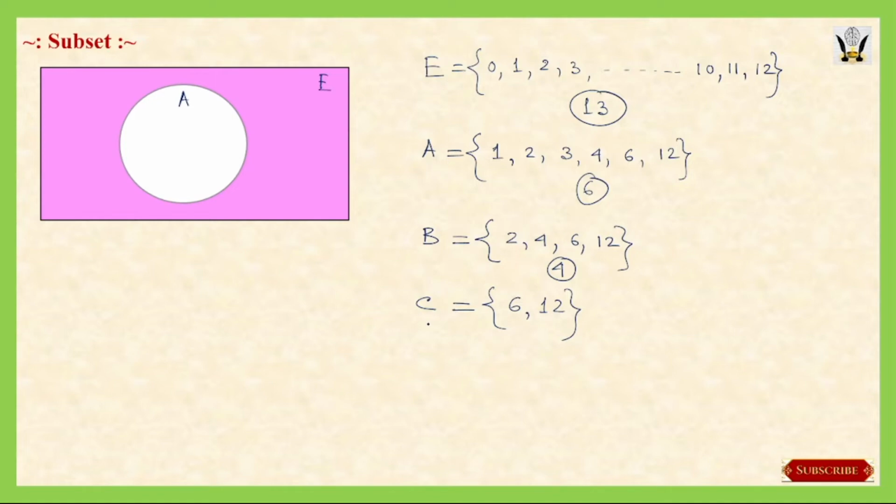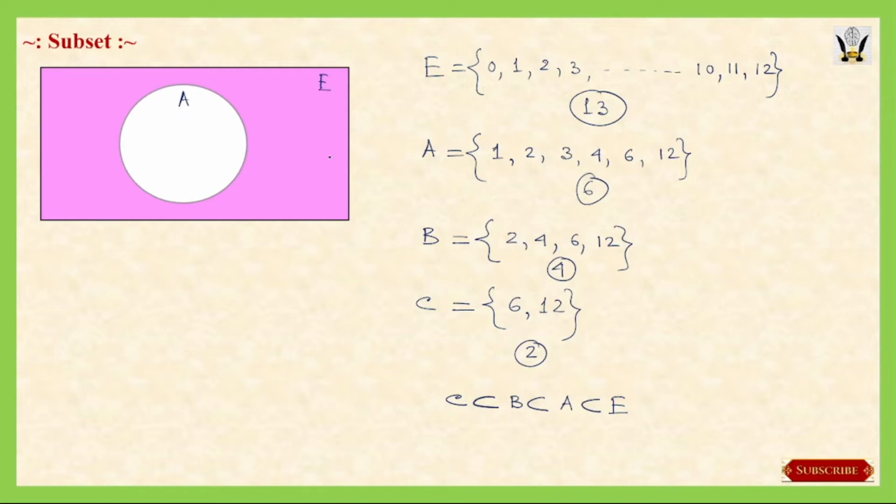Now we have taken another set which has only those even factors which are multiples of 3. So from these 4 elements, we have taken only 2 elements, 6 and 12, which are multiples of 3. Those 2 elements belong to set B also. So what we can say here is that C is a subset of B, which is a subset of A, which is a subset of E.